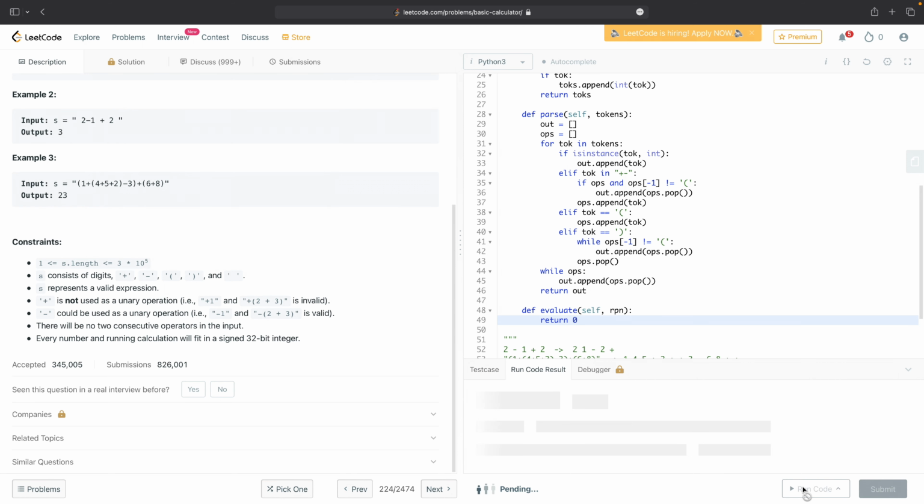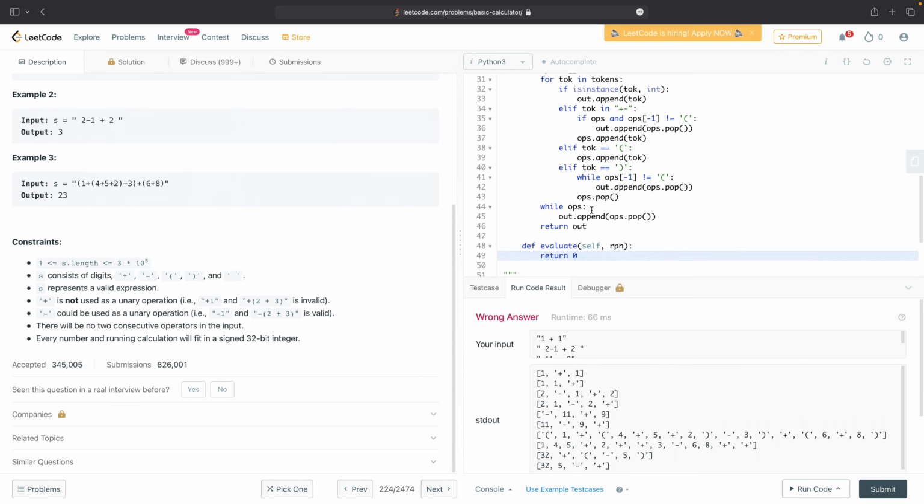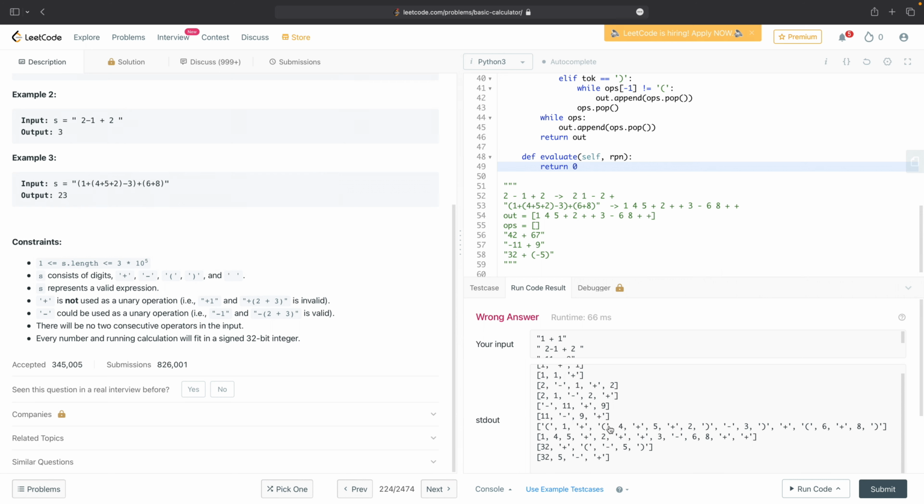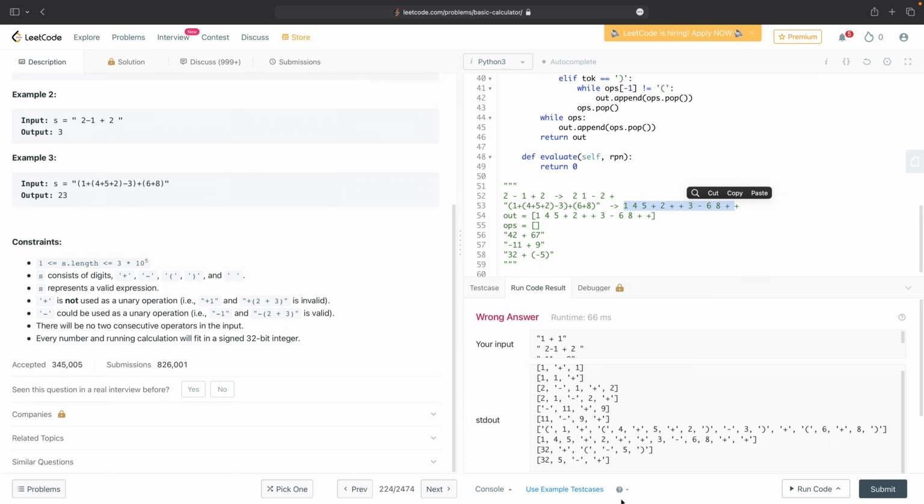Let's see what this does. We've got lots of output, which is good. So the 1 plus 1 turned into a 1, 1 plus. That looks good. A 2 minus 1 plus 2 turned into 2, 1 minus 2 plus, which is good. Negative 11 plus 9 turned into an 11, negate 9 plus. This monstrosity turned into a 1, 4, 5 plus 2, 2 plus plus 3 minus 6, 8 plus plus. Excellent. That's what we expected.